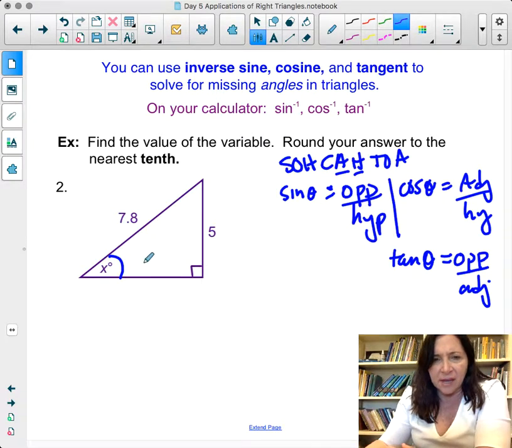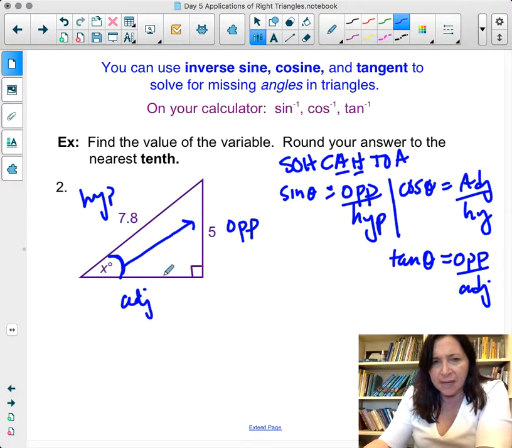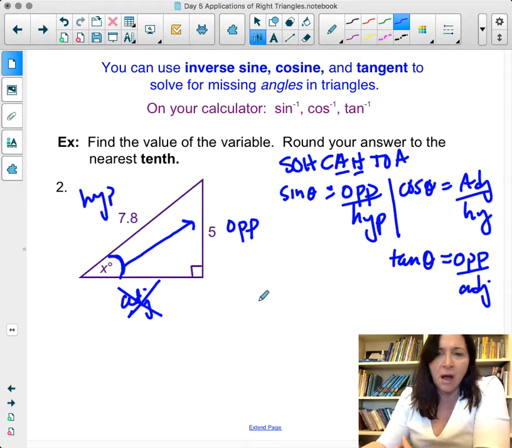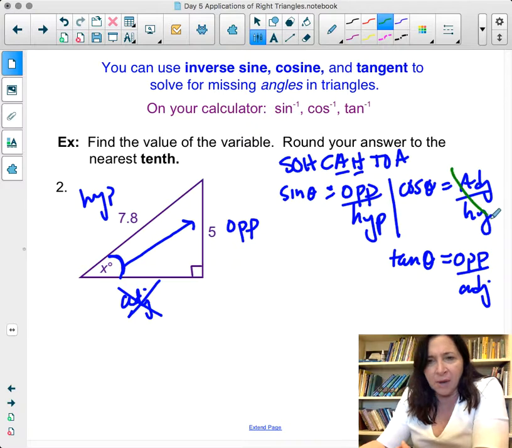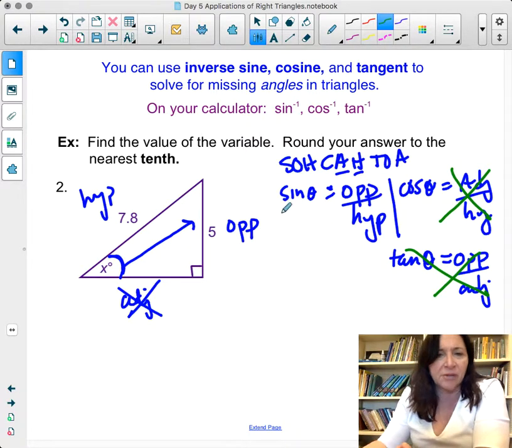That being said, what I have here is this angle that I need to find. That's the opposite side, this is the adjacent side, and this is my hypotenuse. Now, I don't have any information on the adjacent side, so I'm not going to use anything that has to do with adjacent. Meaning, I'm not going to use cosine, and I'm not going to use tangent, but I am going to use sine.